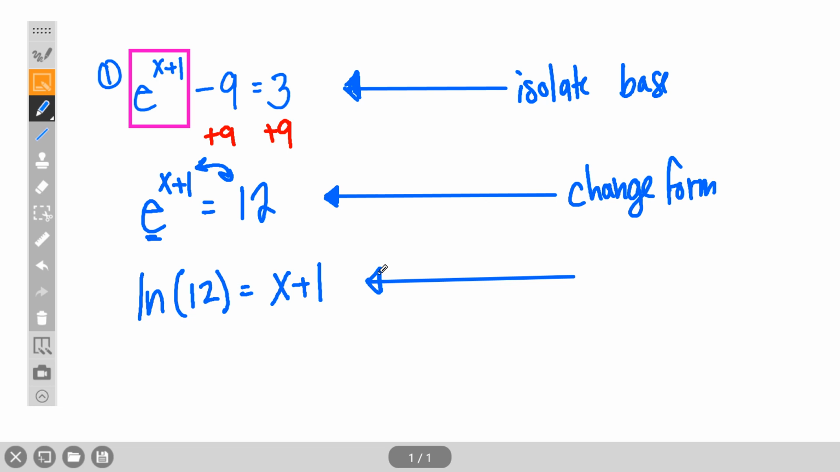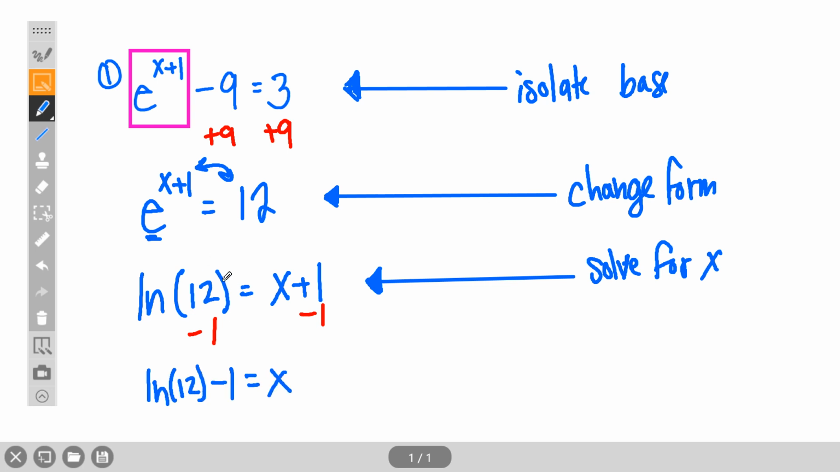Keep in mind we are solving for x, so we do need to get rid of anything that's over there with the x. In this case, we have a plus 1, so we do need to get rid of that. Now, very important, do not subtract that 1 from 12, okay? The 12 is inside the logarithm. It can't be touched by this 1, okay? It's not going to work.